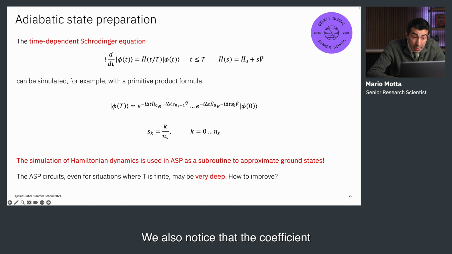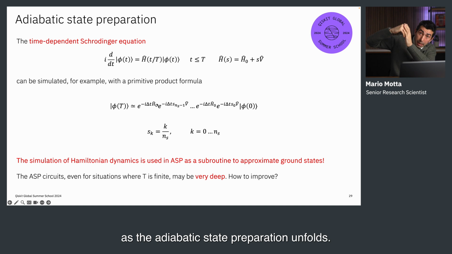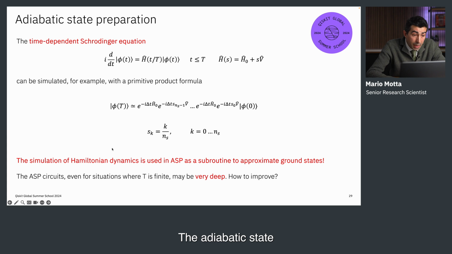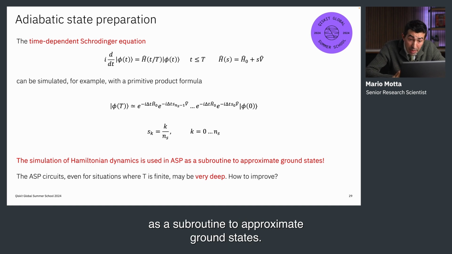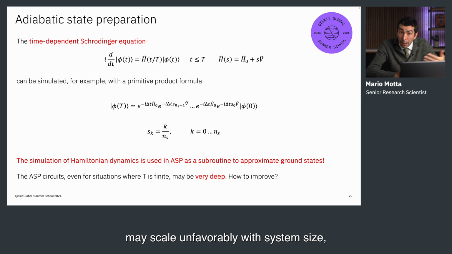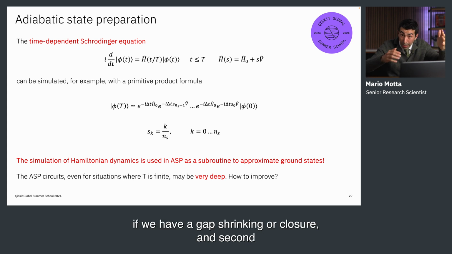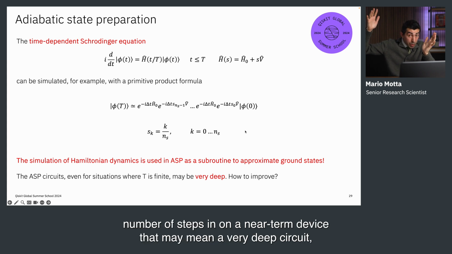We also notice that the coefficient in front of the perturbation grows in size as the adiabatic state preparation unfolds. The adiabatic state preparation algorithm does use Hamiltonian dynamics as a subroutine to approximate ground states. There are two observations. One is that the simulation time may scale unfavorably with system size if we have a gap shrinking or closure. And second, to achieve a certain accuracy, we need a sufficiently large number of steps.